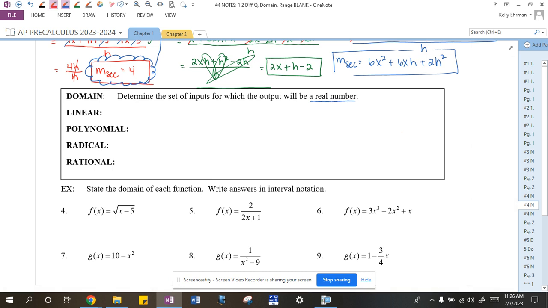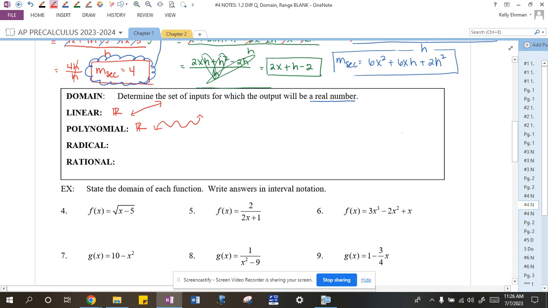Some functions are easy. The domain for a linear function is all real numbers. There are no issues on a line, right? There are no vertical asymptotes. There are no holes. There's nothing to worry about there. Same for polynomial functions. Super easy. You can plug in anything into a polynomial function because those graphs go on forever without any holes or jumps or gaps or anything.